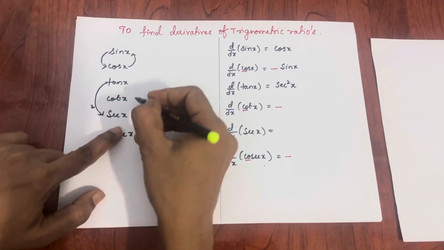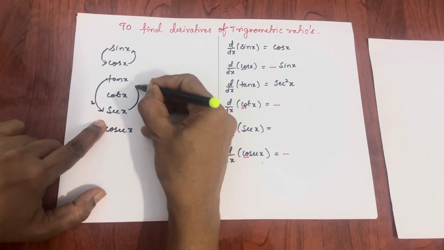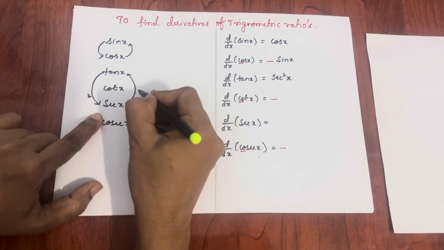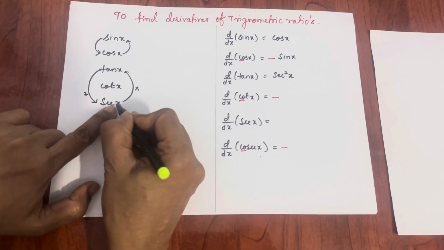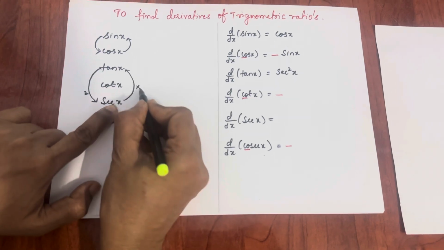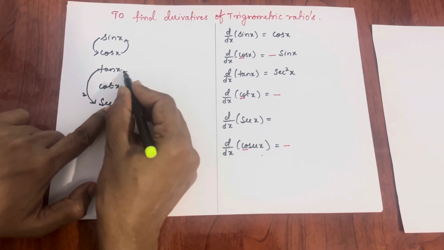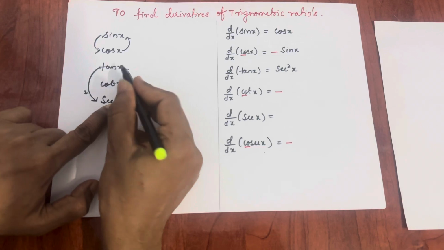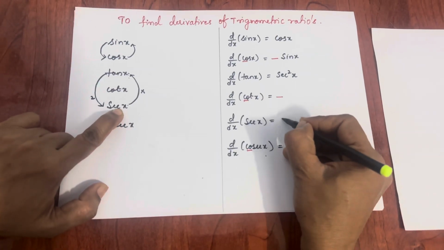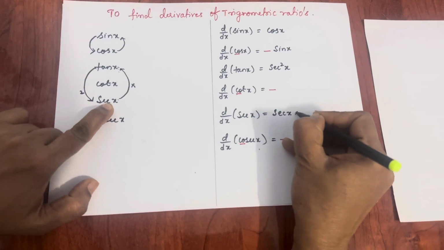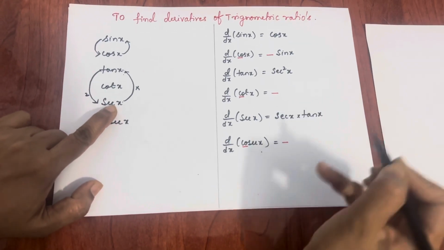Now again from secant, we'll join back the same to tan and write into, which says that derivative of secant x is secant x into tan x. This shows it's a multiplication of these 2 terms, secant x into tan x. So I write here derivative of secant x is secant x into tan x.